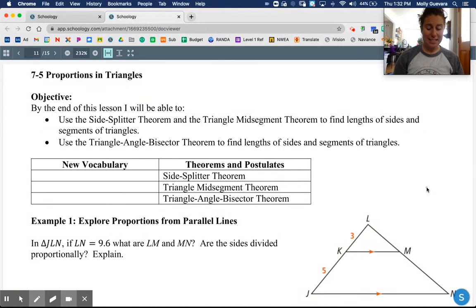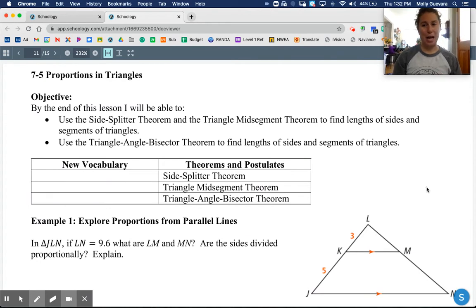This is our last lesson in topic 7, and it's all about proportions in triangles. So more proportions all day long, lots of proportions, okay? Two objectives. The first one is you're going to be able to use the side splitter theorem and the triangle midsegment theorem to find length of sides and segments of triangles. And then you're going to use the triangle angle bisector theorem to find length of sides and segments of triangles.